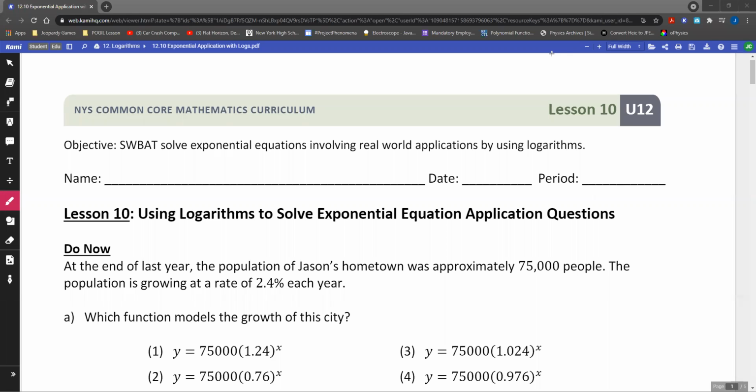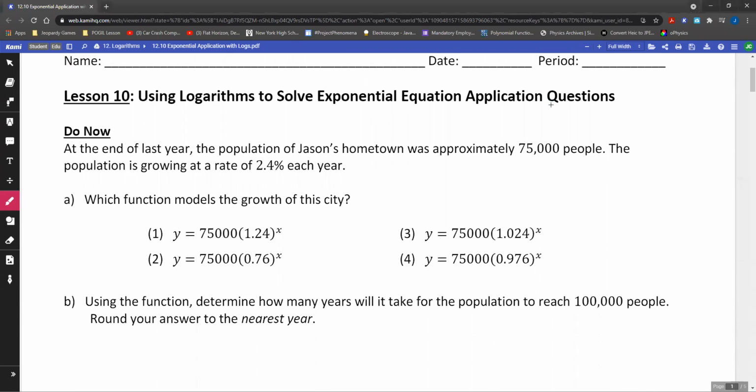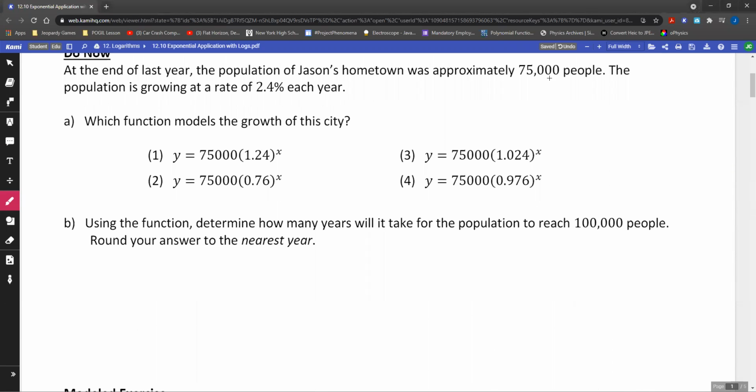Hey everyone, so this is going to be the last lesson for Unit 12 where we're talking about logs. Here we're actually going to be talking about logs in the context of word problems essentially. We're going to see real life applications, like how would you actually use log equations and all those types of things. So if we scroll down real quick, we can see the first question where we did a question like this before.